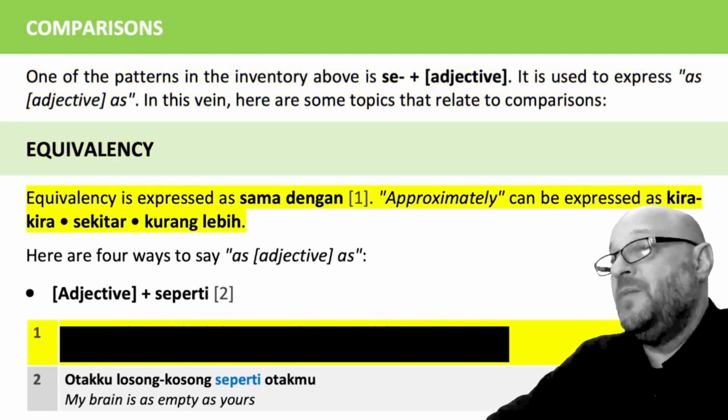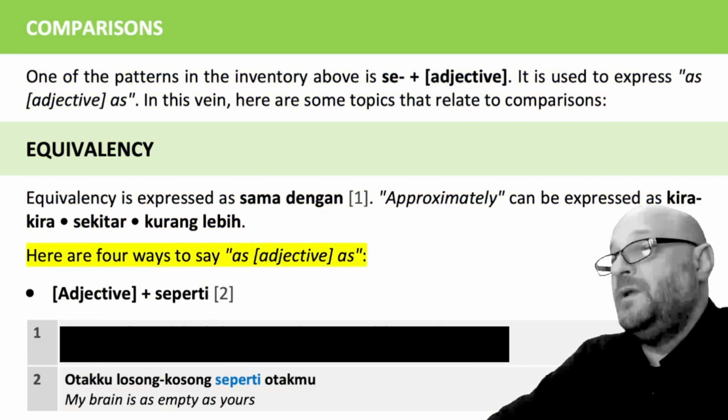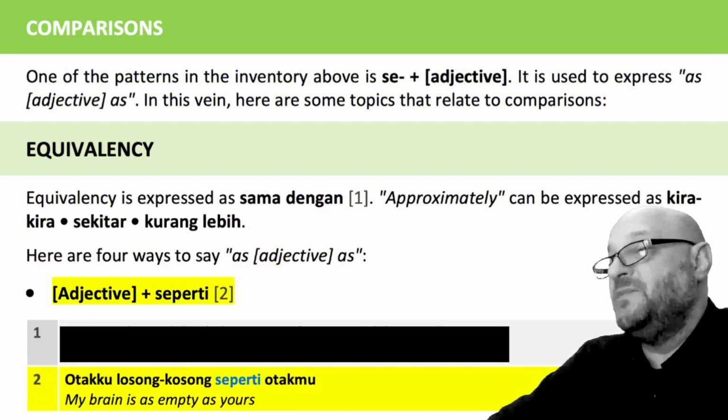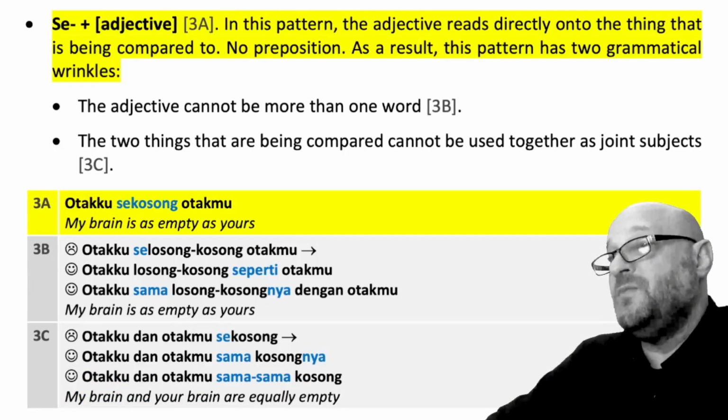Equivalency. Equivalency is expressed as sama dengan. Here are 4 ways to say "as adjective as." Adjective plus seperti. Example 2, otaku kosong seperti otakmu. My brain is as empty as yours.